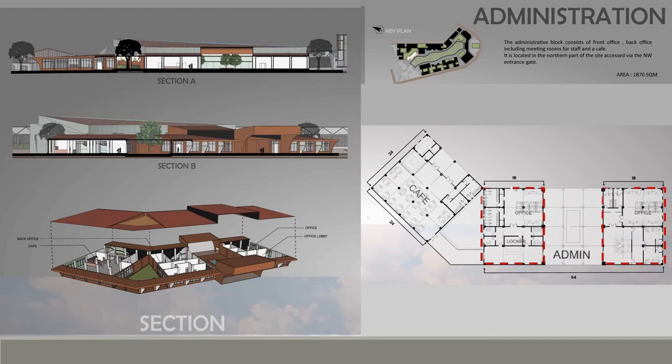The administrative block is located in the northern part of the site, accessed through the northwest entrance gate with front office, back office, meeting rooms for staff and a cafe.